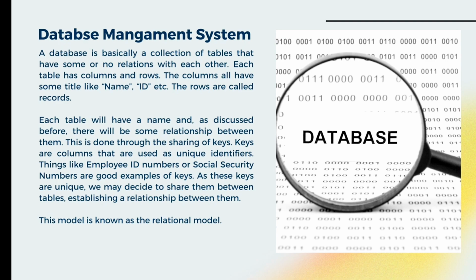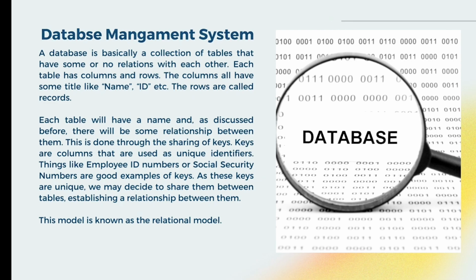This is done through the sharing of keys. Keys are columns that are used as unique identifiers. Things like employee ID numbers or social security numbers are good examples of keys. As these keys are unique, we may decide to share them between tables, establishing a relationship between them. This model is known as the relational model.